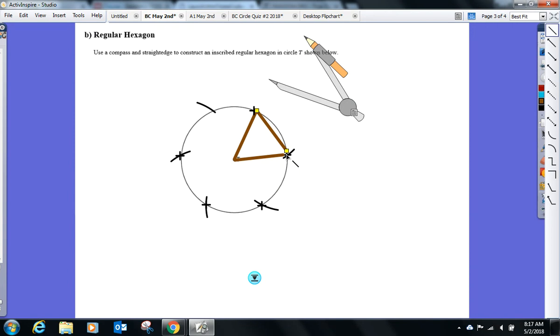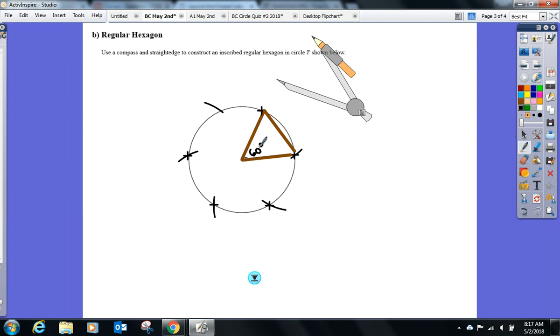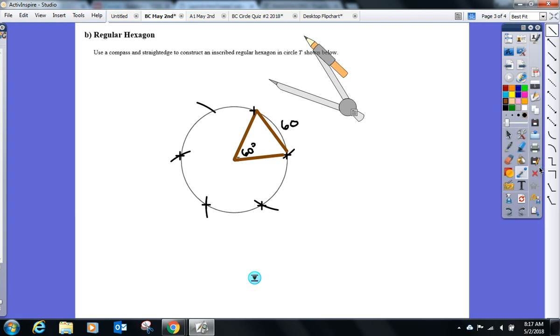What do you know? You've known all year. What are the exact angle measures in any equilateral triangle? 60. What type of angle in the circle did I just label as 60? Central. What's a central angle always equal to? Arc measure. And if I keep doing this all the way around, do you see how I'll have 6 of them? And every time, what's going to be the arc measure? 60, 60, 60.